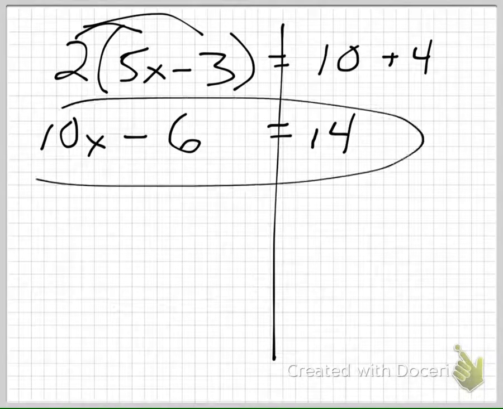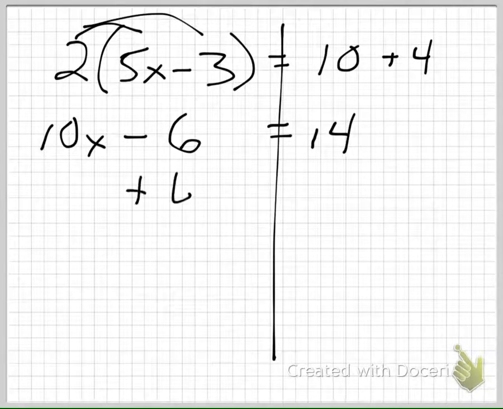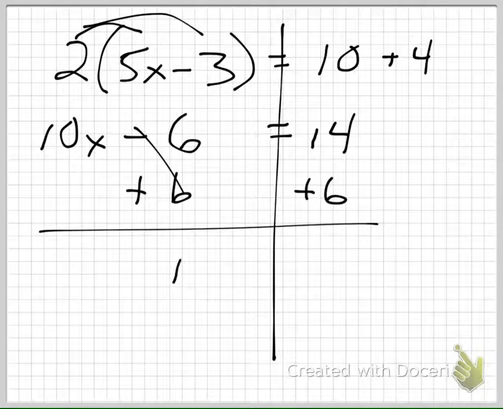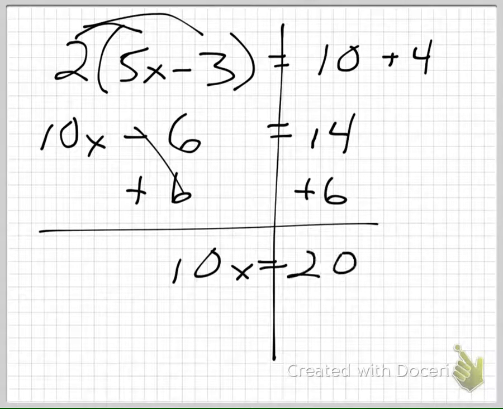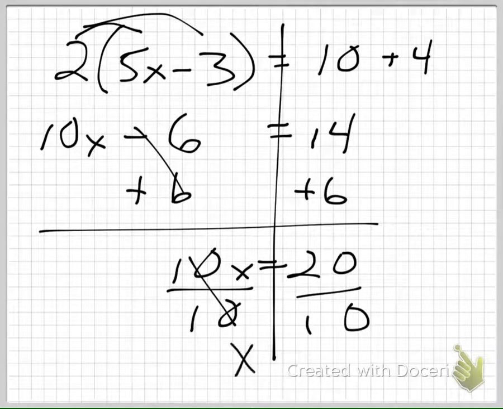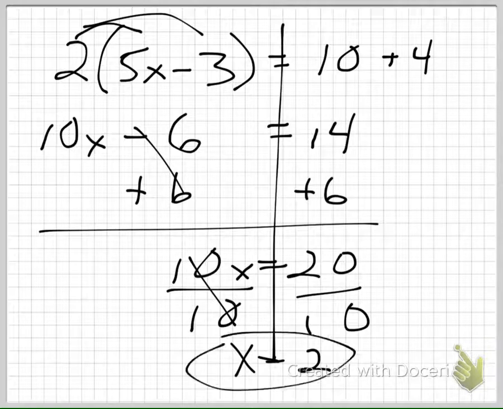Now, what does this look like? 10x minus 6 equals 14. It looks like what we did yesterday, right? Plus 6, plus 6. 10x equals 20, divided by 10, divided by 10. x equals 2. Okay, I'll give you a tough one. Here we go.